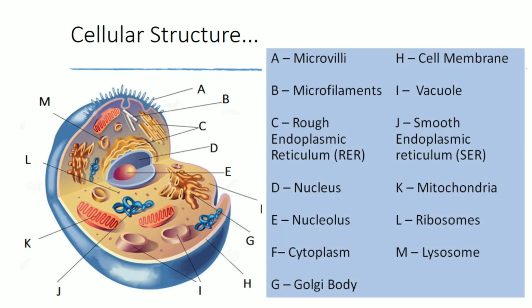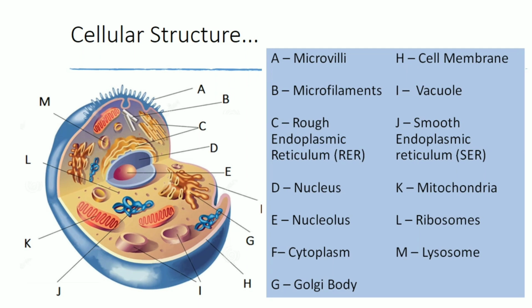A is microvilli. Mainly small intestinal epithelial cells have microvilli. Those are like finger-like structures of the cell. So B is microfilaments, which help to organize the structure of the cell. And C is rough endoplasmic reticulum, and the surface is bound with ribosomes. So then it is called rough endoplasmic reticulum.